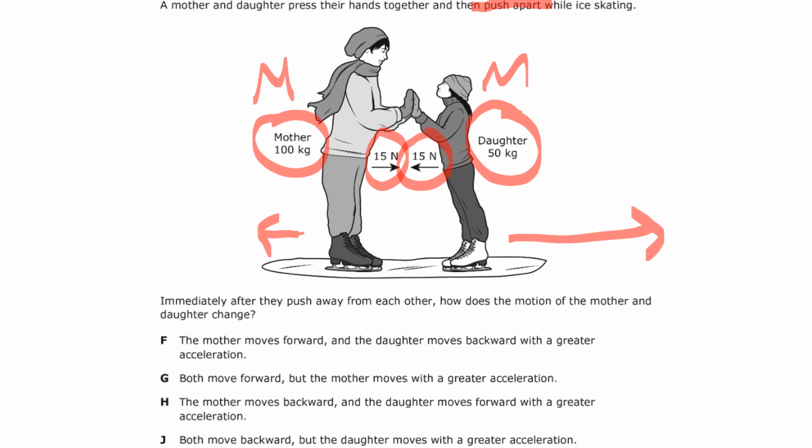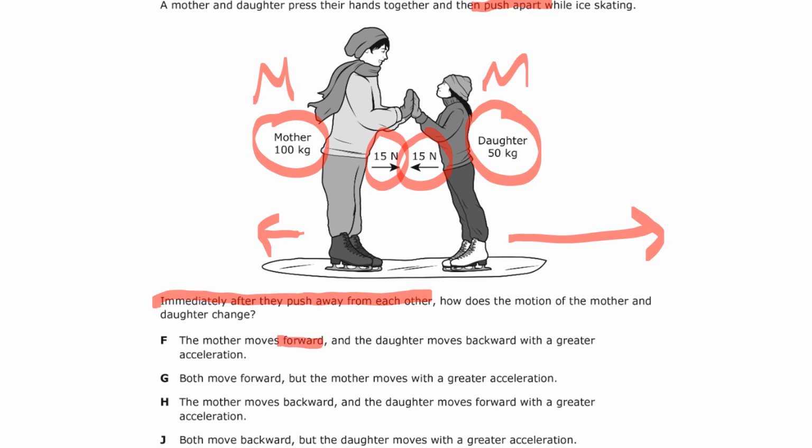It's like the bullet and the gun. Why doesn't the gun fly as far as the bullet? Well, it has a lot more mass, has a lot more inertia, and you're holding it. The bullet, on the other hand, has less mass, less inertia, so it can fly really fast forward and have a great acceleration. So immediately after they push away from each other, how does the motion of the mother and daughter change? So the mother moves forward.